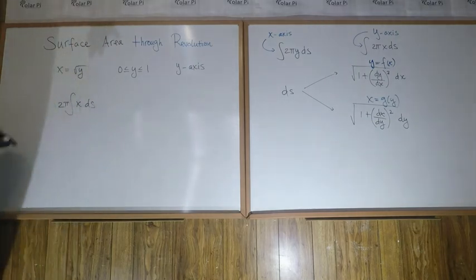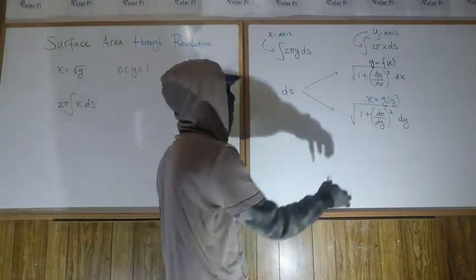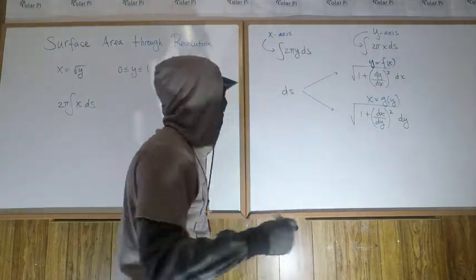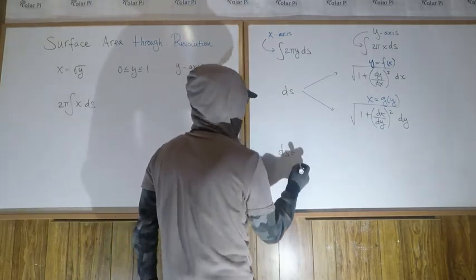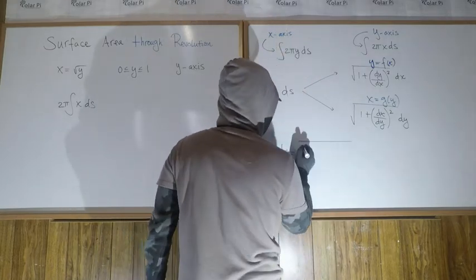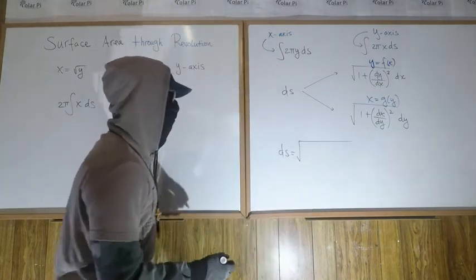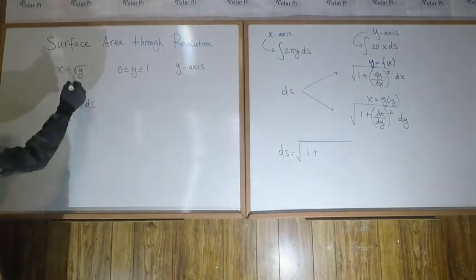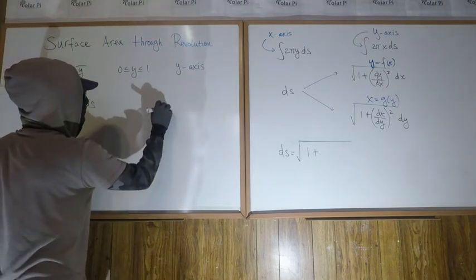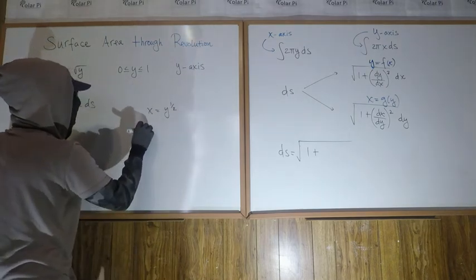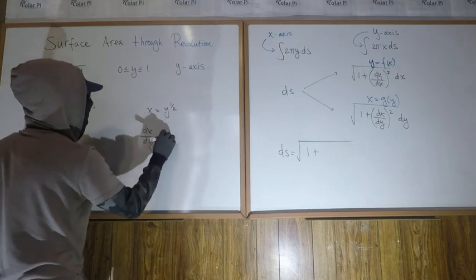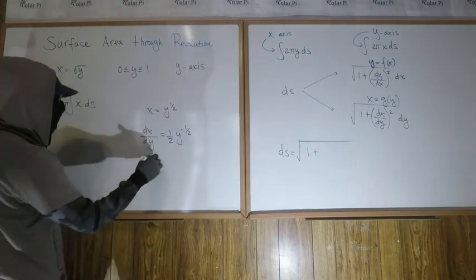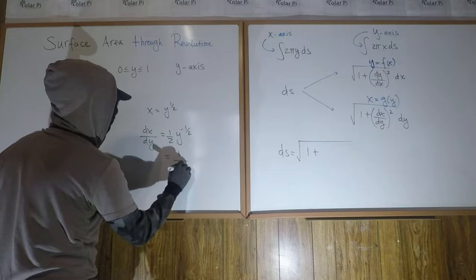Okay, and we have x equals stuff that has to do with y, and so we know that ds has got to be this, but I already foreshadowed, actually literally told you that. So ds is going to equal the square root of 1 plus dx dy squared. So if x is equal to root y, that means x is equal to y to the 1/2. dx dy is going to equal 1/2 y to the negative 1/2, right? So that's going to be 1 over 2 root y.